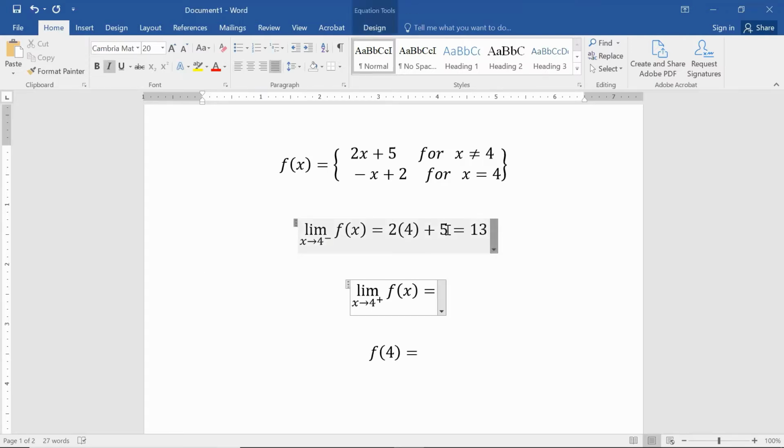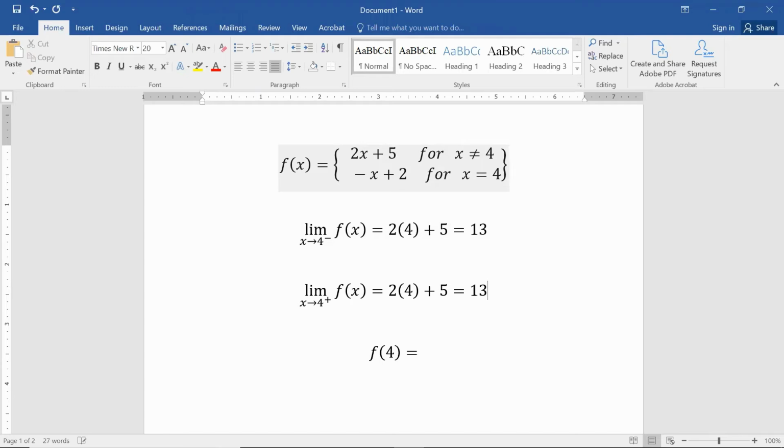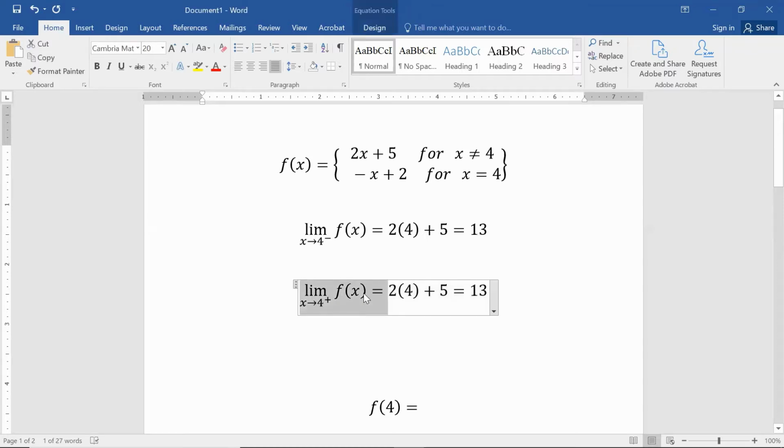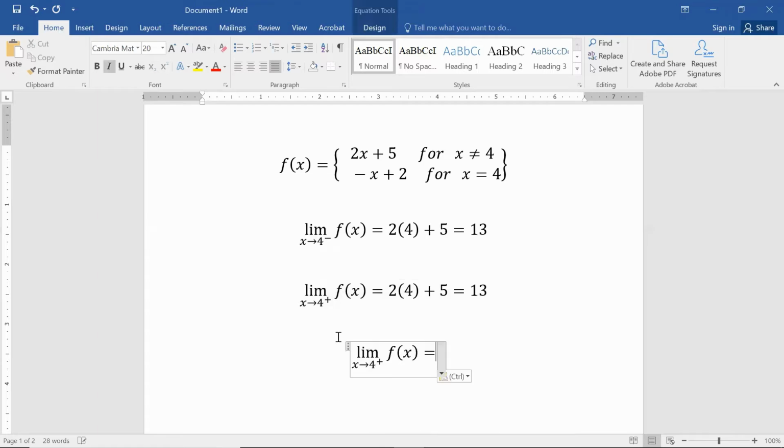As you approach from the right, your x values are not going to be equal to 4, so you also use 2x plus 5. So you can see in this case, we get a little bit excited. The limit overall exists, and by limit overall, I mean limit from either direction, and is equal to 13. So let me write that down. The limit as x approaches 4 from either direction exists and is equal to 13.